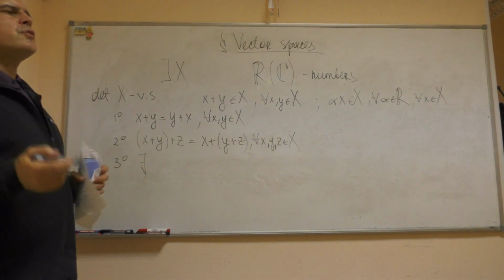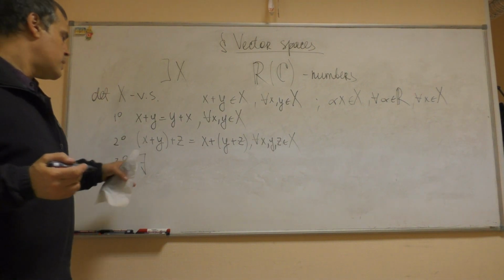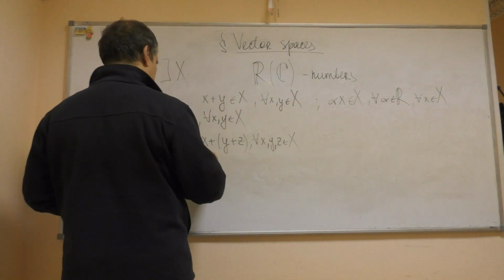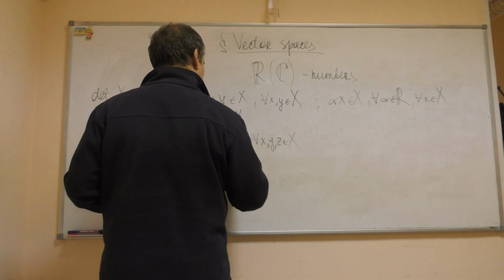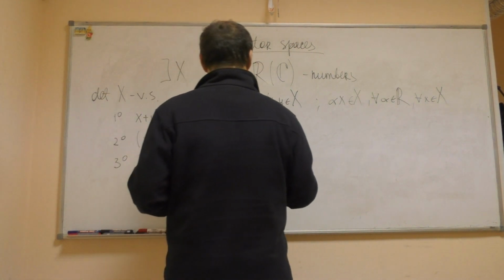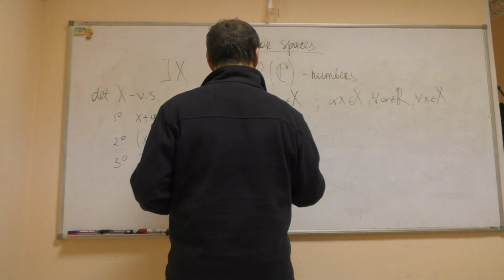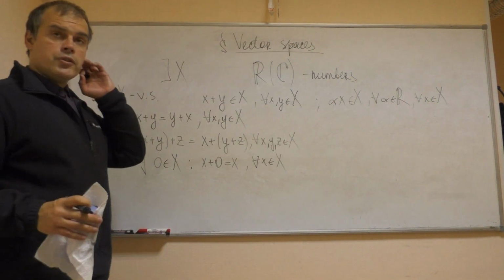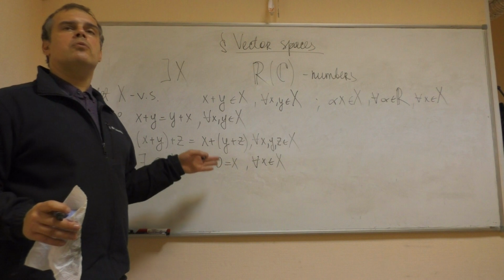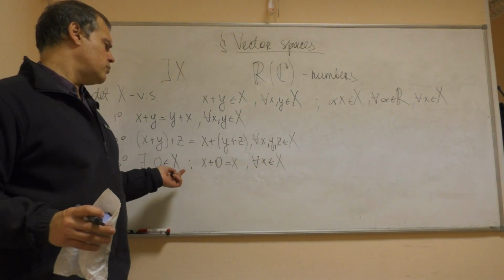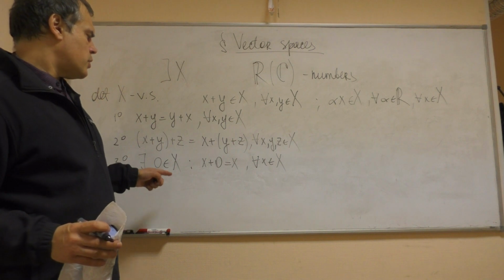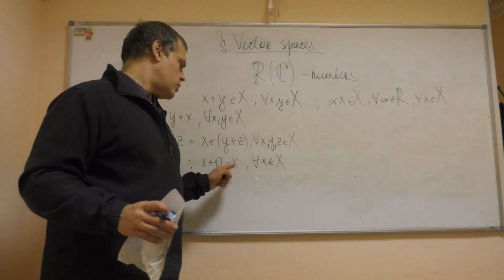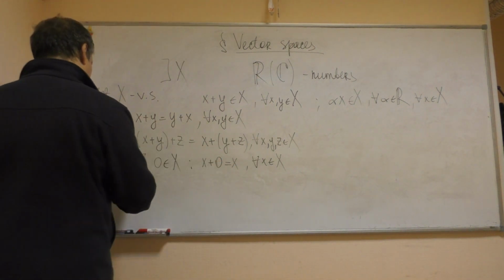Third axiom, there is a special element called zero element in X, such that x plus this element is equal to x for each x from X. So there is some special element called zero element or neutral element regarding the addition, such that if we add this element to any other element from X, nothing changes. So this sum is equal to x.